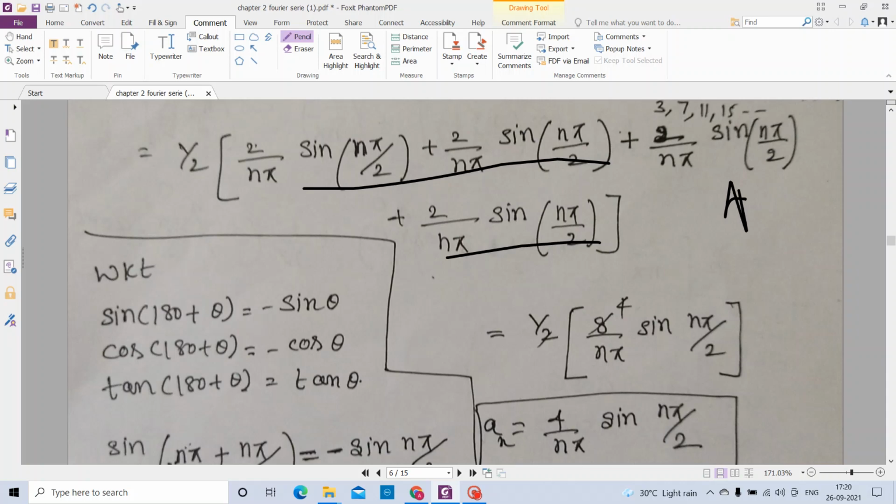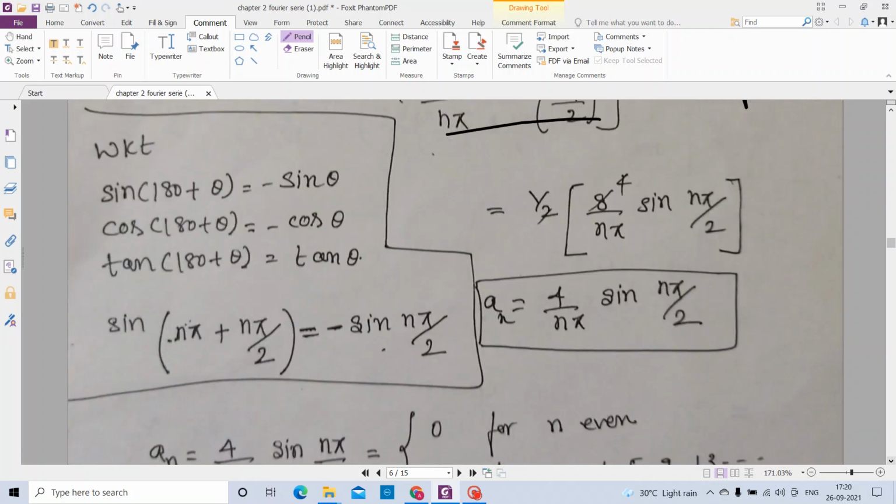So 2 divided by n pi, 2 divided by n pi, 2 divided by n pi, 2 divided by n pi. So 2 plus 2 is 4, 4 plus 2 is 6, 6 plus 2 is 8. So it becomes 8 divided by n pi sine n pi by 2. Just cancel out these two, right? 2 4s are 8. Then the final equation is a subscript n is equal to 4 divided by n pi sine of n pi by 2.